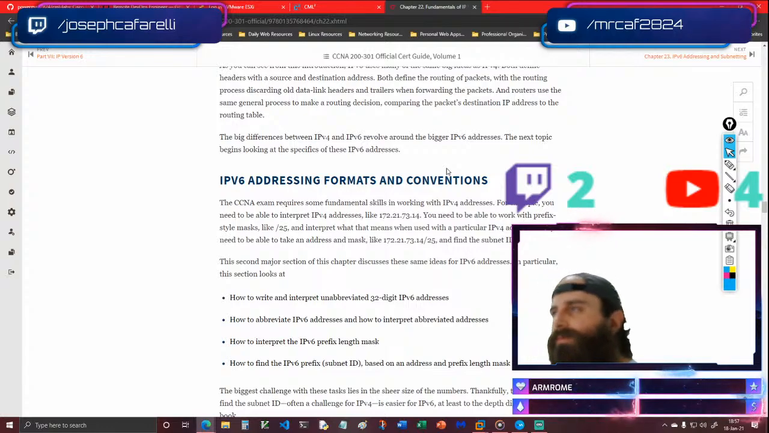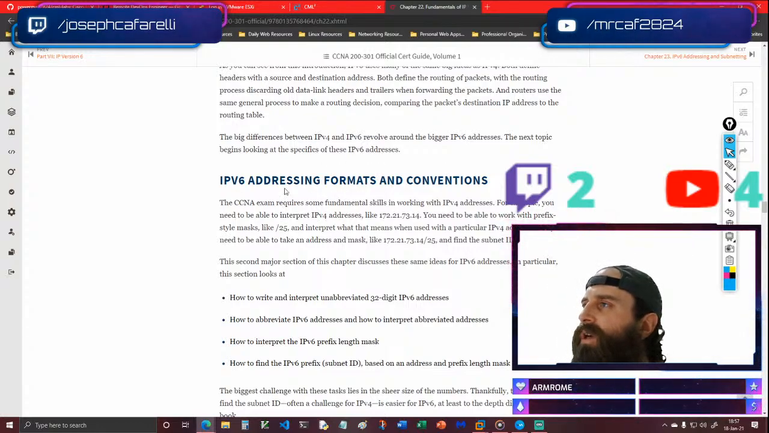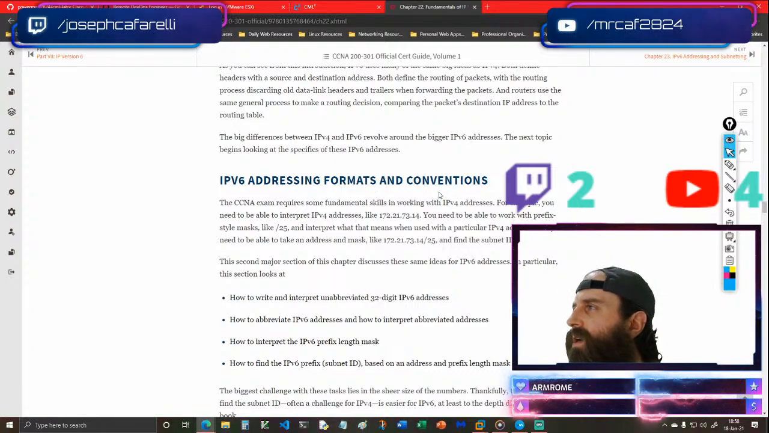IPv6 address formats and conventions. The CCNA exam requires some fundamental skills in working with IPv4. For example, you need to be able to interpret IPv4 addresses like 172.21.73.14. You need to be able to work with prefix style masks like /24 and interpret the meaning, which use the particular IPv4 addresses. And you need to be able to take an address and mask like 172.21.73.14/25 and find the subnet ID.